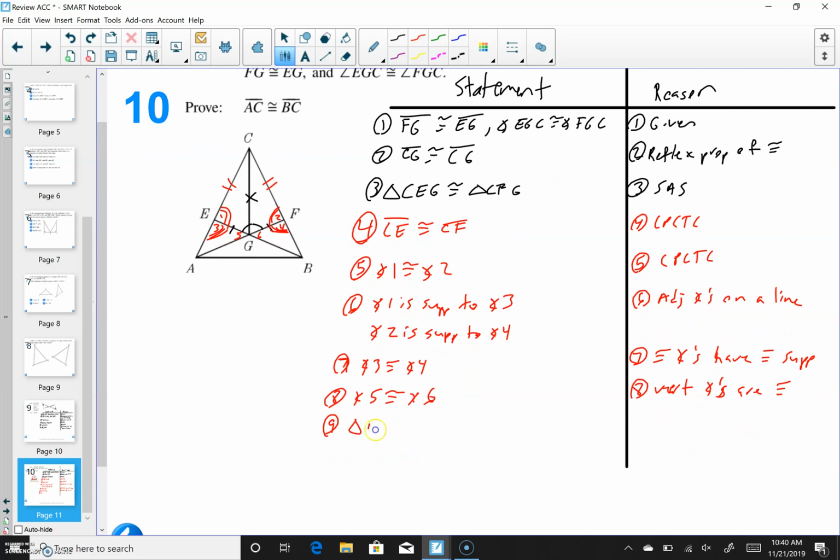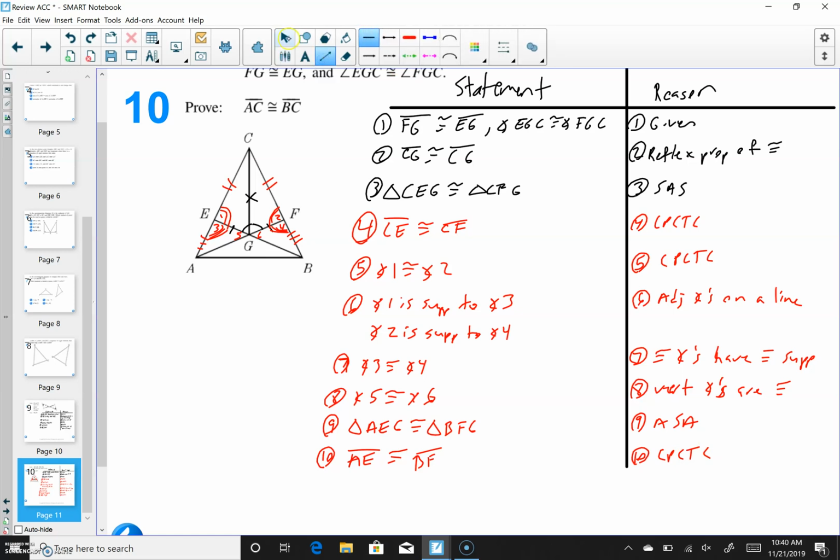So I have triangle AEG is congruent to triangle BFG. And my reason there is going to be angle, side, angle. And now what I can do is I can CPCTC the very bottom parts of those sides that I need. So AE is congruent to BF, CPCTC. And now we can just finish this up. We have 2 more steps that we want to work with here. Just want to extend my line a little bit.